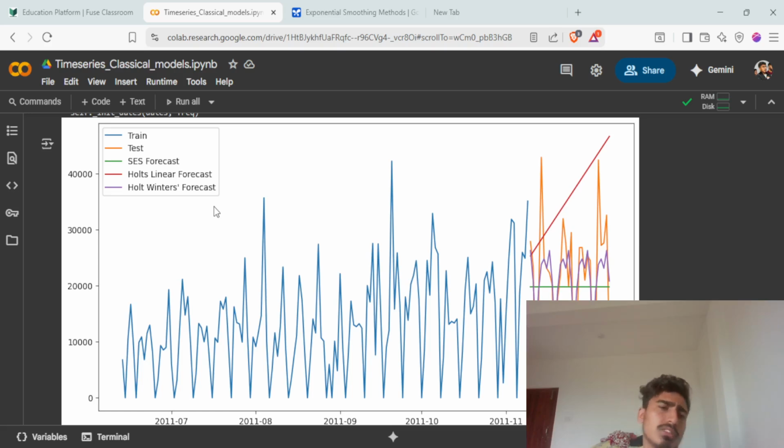There are two methods for Holt-Winters. One is the additive method and the other is the multiplicative model that we talked about in the time series introduction, where there are two methods, additive and multiplicative, before time series decomposition.